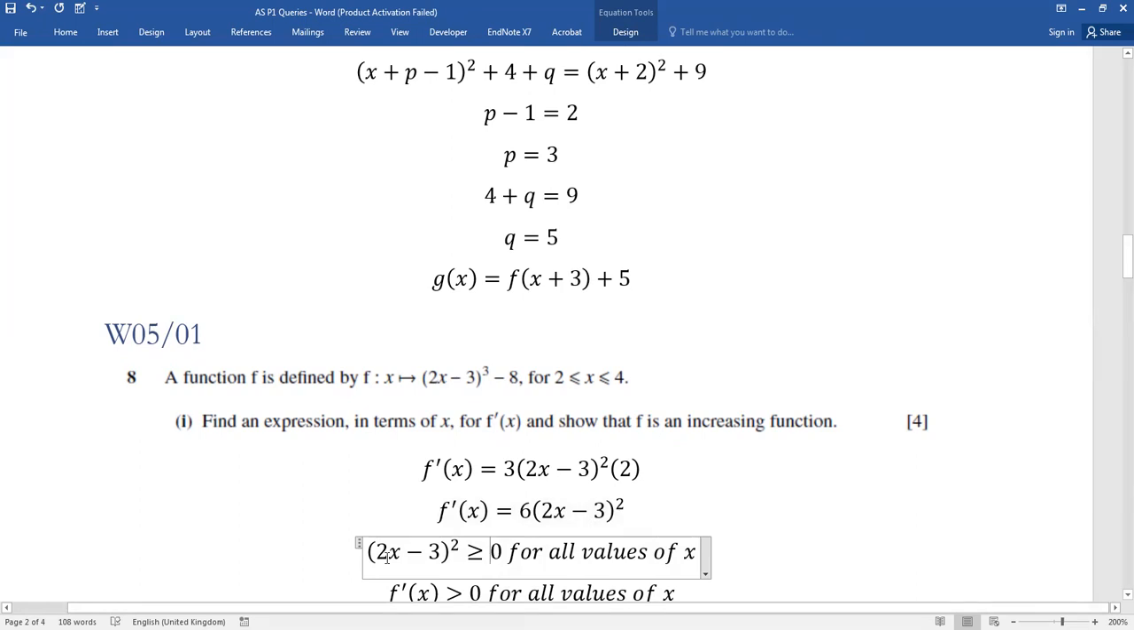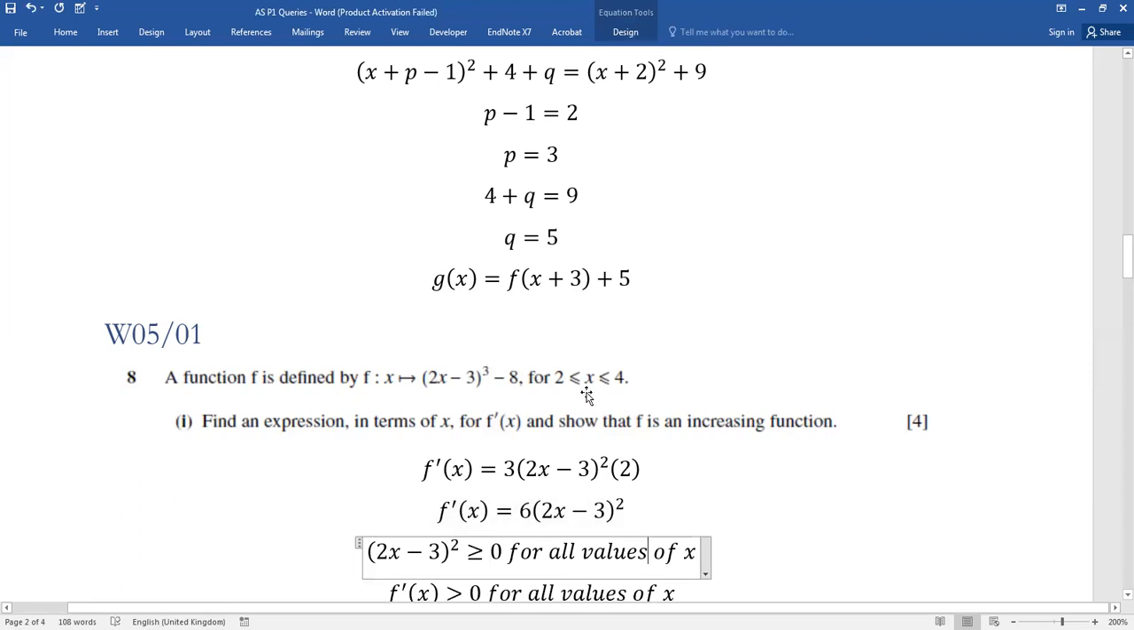ये 0 किस पे होगा? बस ये बात बताओ. When will you get the entire square as 0? Value निकाल कर बताओ क्या आएगी? 3 इधर ले जाओ, 1.5 आएगी, right? So for all values of x, this will be greater than or equal to 0. But for 1.5, this will be equal to 0.